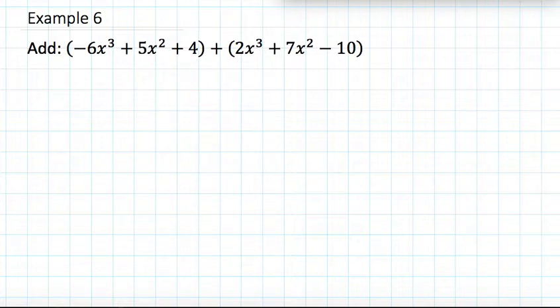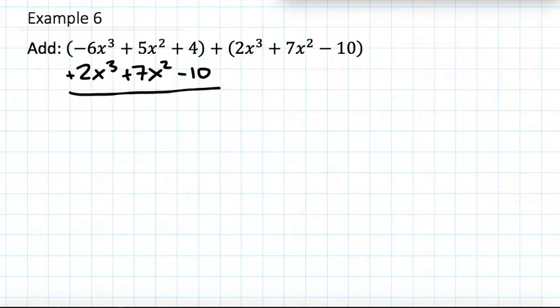So what I'm going to do is I'm going to write below the terms in the first set of parentheses the ones from the second set of parentheses that are going to combine with that. So I'm going to add 2x to the third to negative 6x to the third. They both have x to the third. I'm going to add 7x squared to 5x squared. They're both x squareds. And then I'm going to add negative 10 to 4. So this makes it easy to see what goes together.